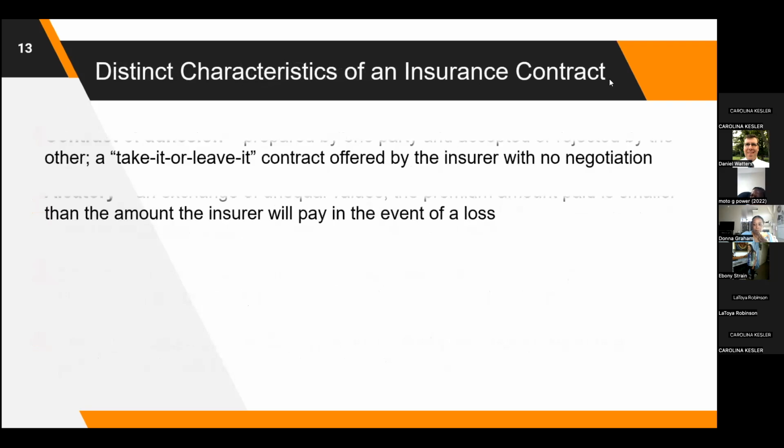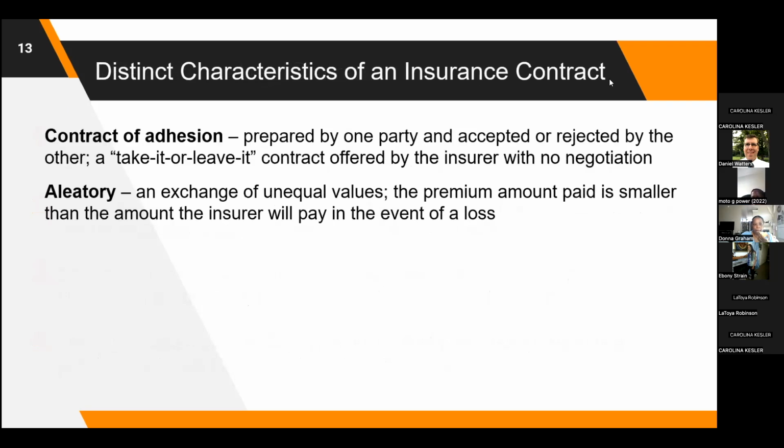Distinct characteristics. Let's see, we have a contract of adhesion. You see, take it or leave it, it's adhesion, right? If you see accepted or rejected, sometimes they don't put the take it or leave it, then you still know it's adhesion, right? So it's prepared by one party and accepted or rejected by the other on a take it or leave it contract offered by the insurer with no negotiation. You don't get to choose what's in your contract, right? You get to choose your dollar amount and your time period, and that's pretty much it, right?